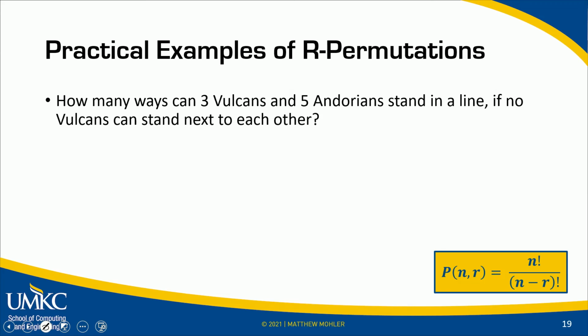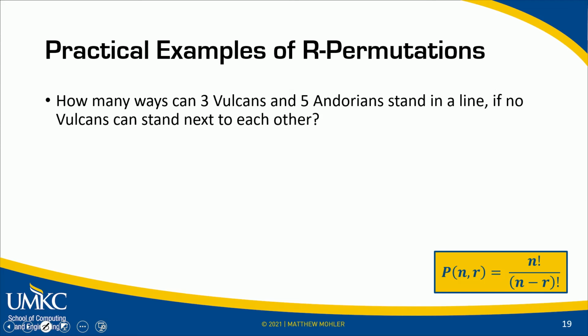And the first phase is really that the 5 Andorians stand in a line. And then the second phase is that the Vulcans have to fit kind of in between where those Andorians are, because they can't stand next to each other. They have to stand with an Andorian on at least one side of them if they're on an end of the line, or an Andorian on both sides of them to keep those Vulcans from standing next to each other.